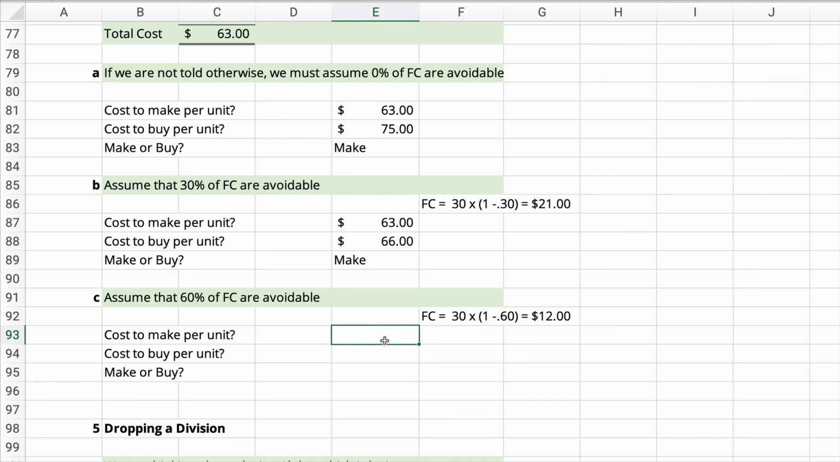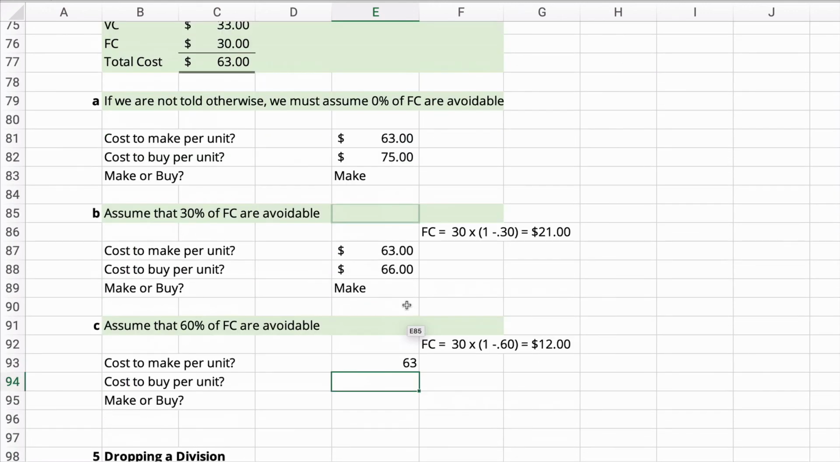So what's our cost to make? Our cost to make is still going to be the $63. What is the cost to buy? The cost to buy is still going to be that $45 now plus only $12. So 45 plus 12 is 57. So should we make this or should we buy it? It's cheaper to buy, even if we have to cover some of our fixed cost. Some of it is not avoidable.